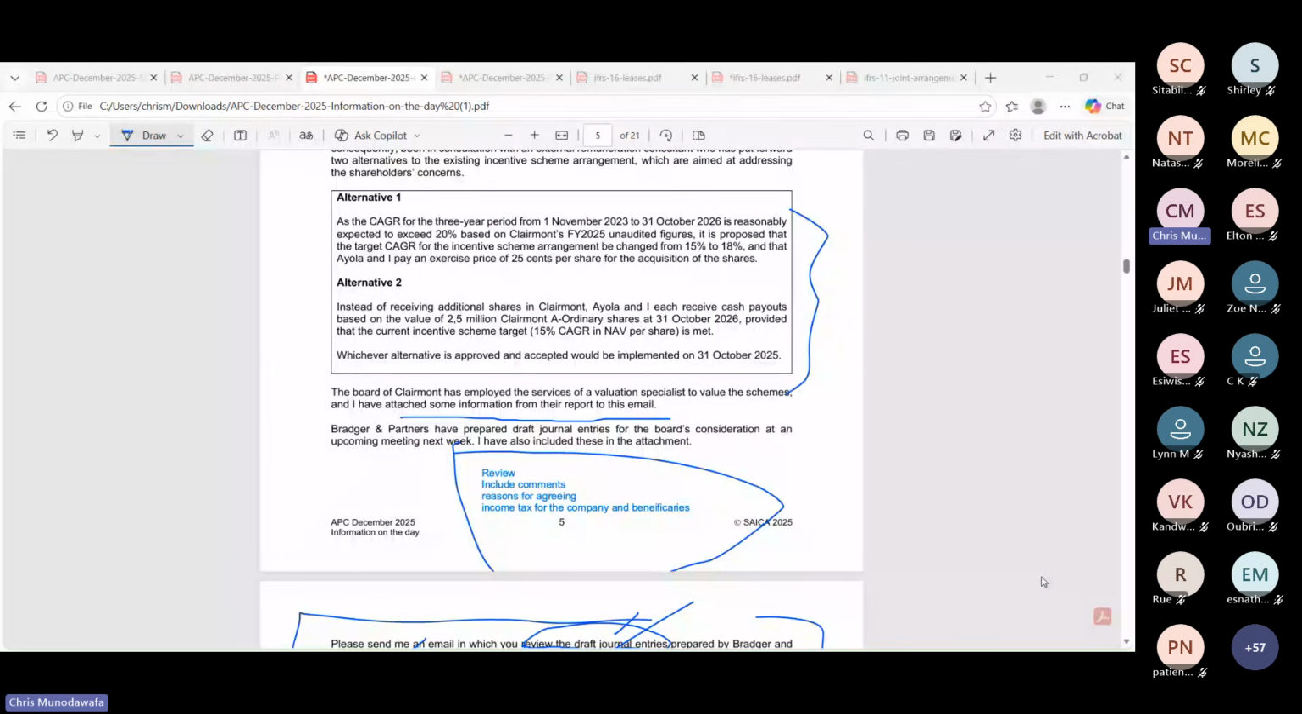Like I said, IFRS 2 says that as long as a modification has a negative implication for the beneficiary, it is not accounted for.